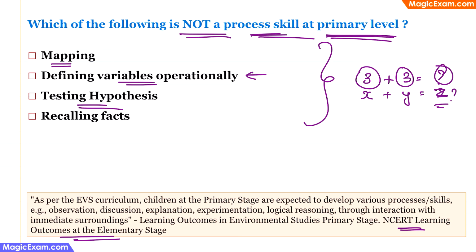Next is testing hypothesis. Now this sounds simple, but this is a more complex activity, because you are first creating a theory, right? And you are testing that theory by conducting an experiment. So that is what testing hypothesis is all about. Now this is a higher level process skill. Therefore, this is not included at a primary level. Therefore, this is the answer here. Next is recalling facts. Recalling facts is just memorizing some simple things, right? So this is definitely included at a primary level. So this cannot be the answer choice. Therefore, the answer here is testing hypothesis, because this is a higher level process skill.